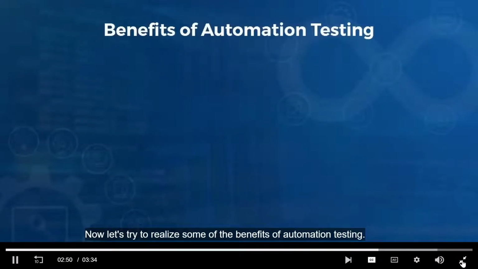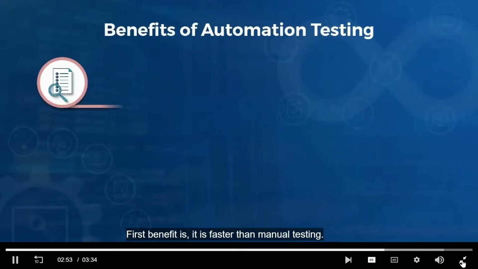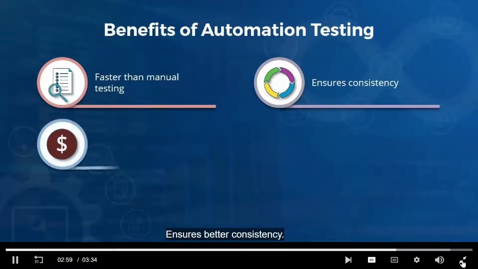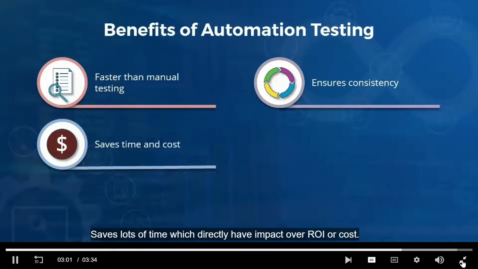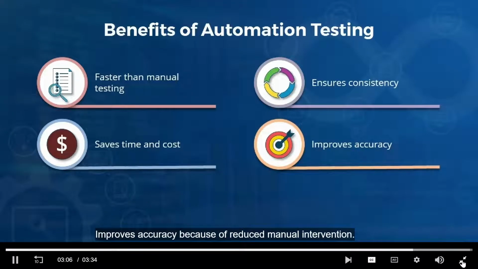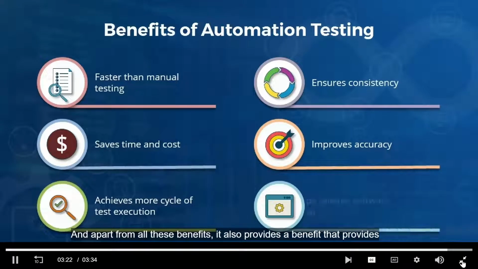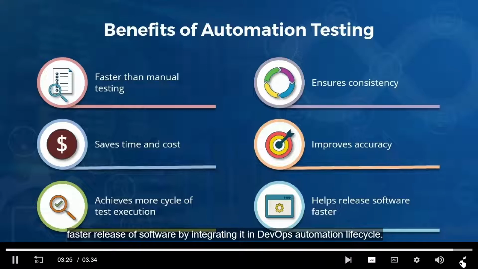Now let's try to realize some of the benefits of automation testing. First benefit is it is faster than manual testing, ensures better consistency, saves lots of time which directly has impact over ROI or cost, improves accuracy because of reduced manual intervention. It can also facilitate in achieving more cycles of test execution and also frequency of test execution can be increased. And apart from all these benefits, it also provides a benefit of faster release of software by integrating it in DevOps automation lifecycle.